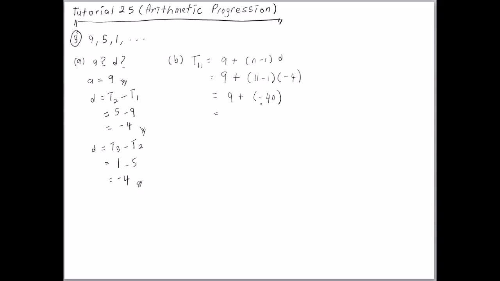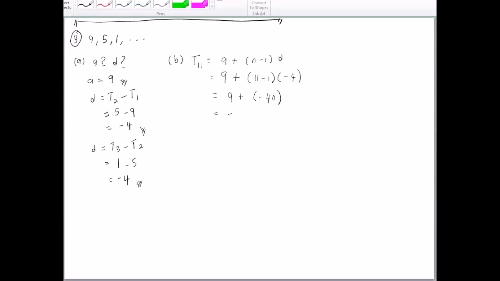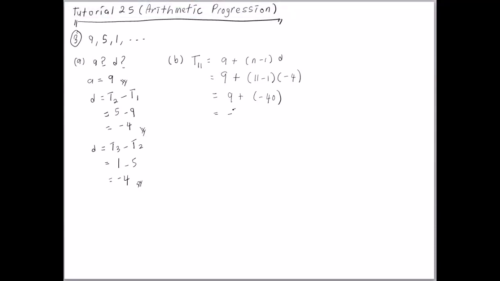9 plus negative 40 equals negative 31. And that is the solution for question 3. Let's continue with the next question.